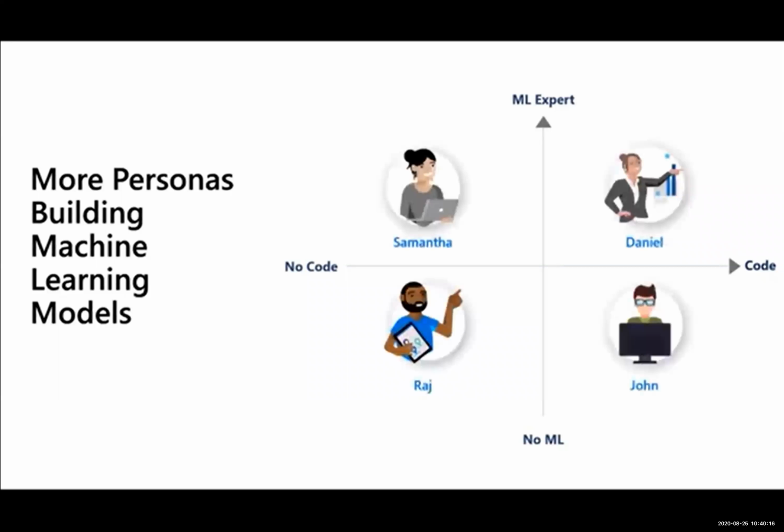Now let me introduce to you our 4 personas. On the top of the quadrant, we have our machine learning pros. They have been in the space for some time and they're looking for ways to better their workflow. On the bottom, we have no ML experience. These guys are domain experts who really understand their business and they just want to know what ML can do to help them. Now let's talk about a specific use case.